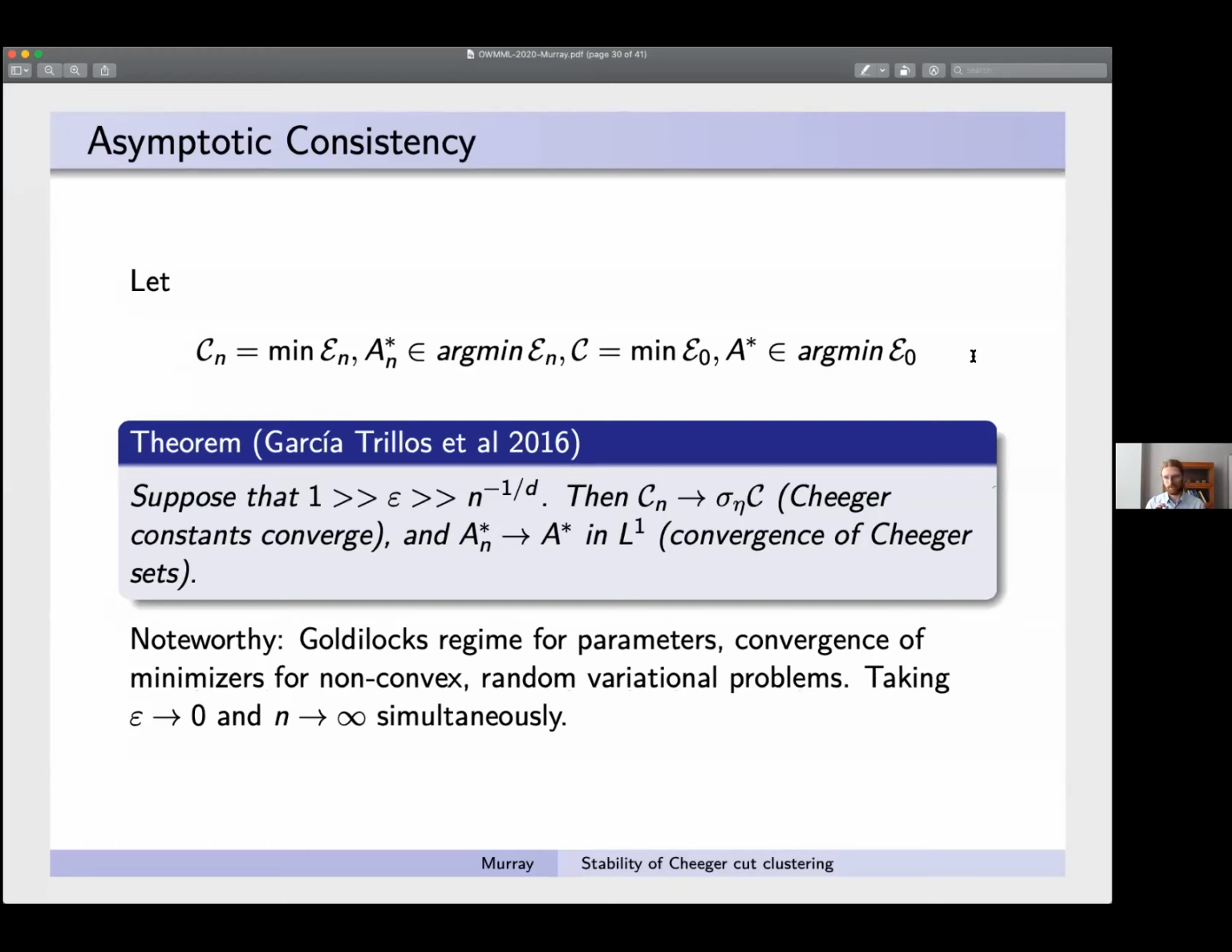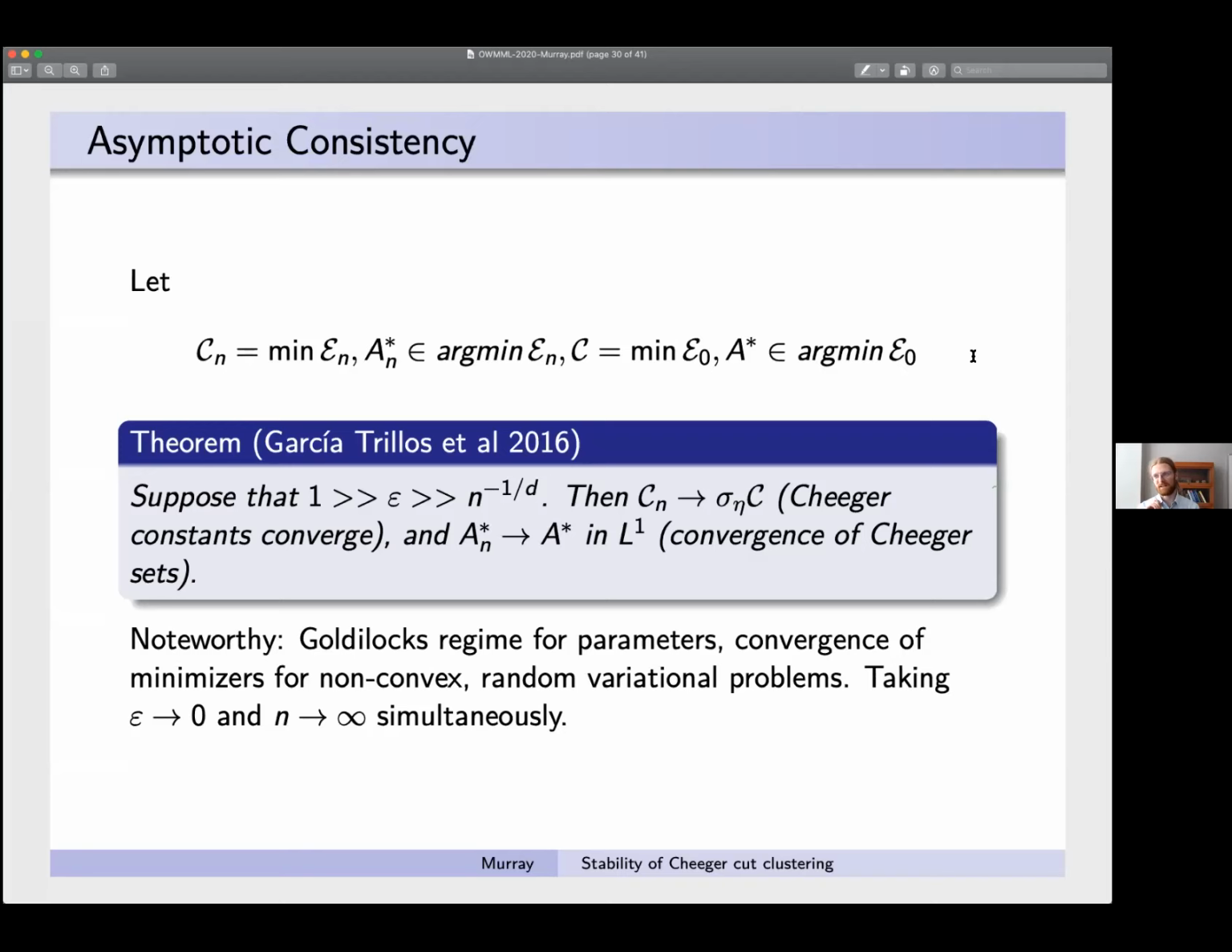Even so, leaving aside the issue of rates, if we think abstractly about what this represents, this is pretty cool. So what does this give us? This gives us a choice for parameters. So we have a set of parameter ranges for epsilon for which this works. Epsilon should be bigger than n to the -1/d, but it should still go to 0. I call this the Goldilocks regime.